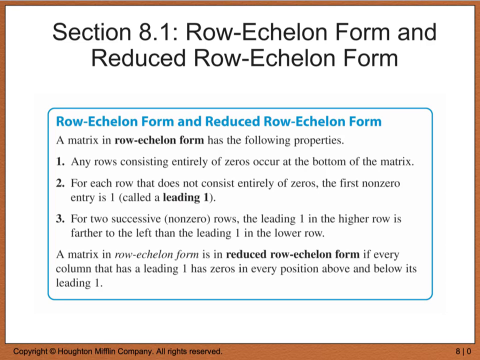And that's why for step 3 it says for two successive non-zero rows, the leading one in the higher row is farther to the left than the leading one in the lower row. Now the one thing we haven't talked about yet is this down here, where it says a matrix in row echelon form is in reduced row echelon form if every column that has a leading 1 has zeros in every position above and below its leading 1. And we will do an example with this in just a few minutes.